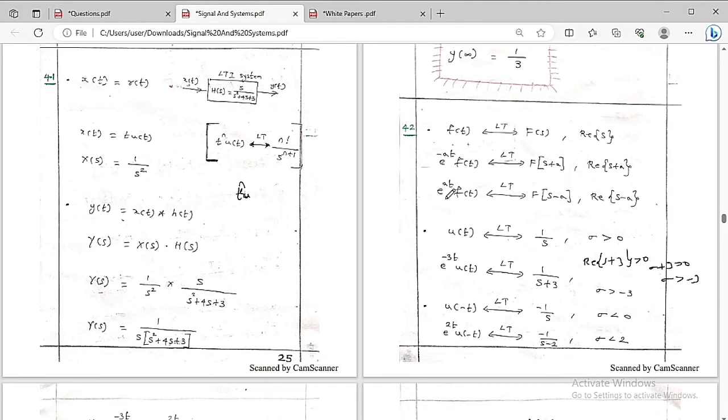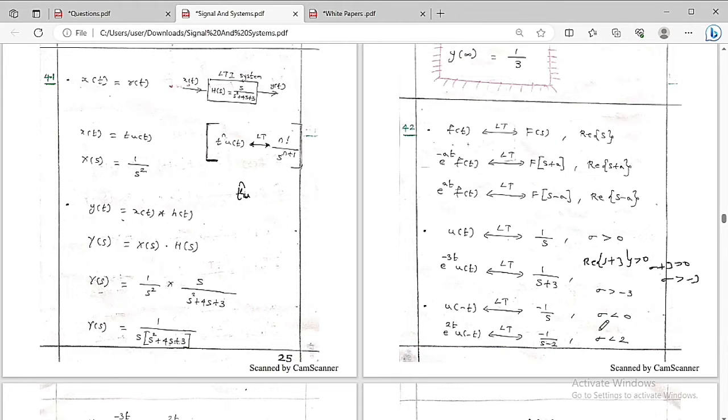So here we are going to use this formula. Replace s by s minus a, which is nothing but 2. So minus 1 by s minus 2 with an ROC. So wherever s is there, replace s by s minus a.